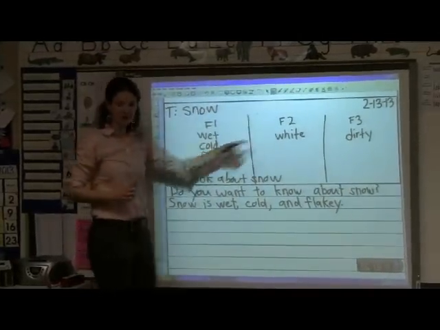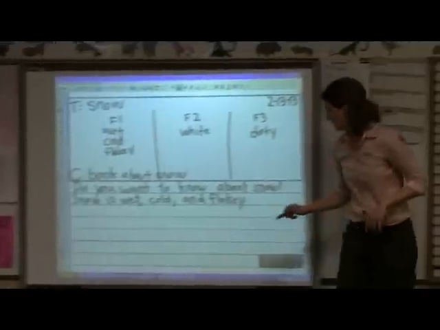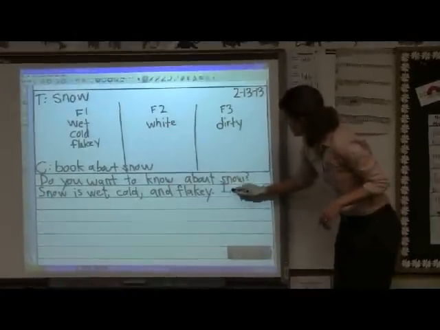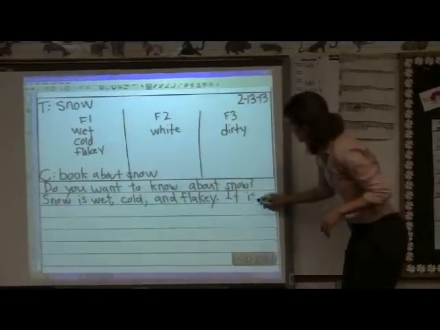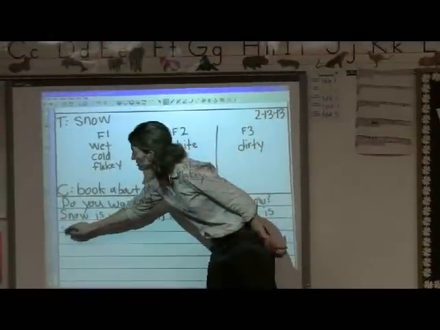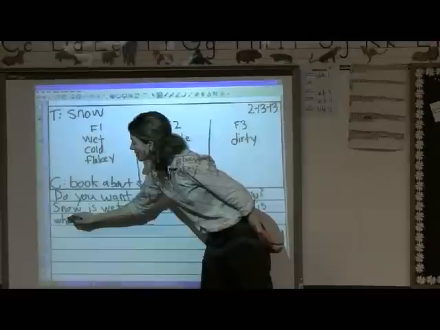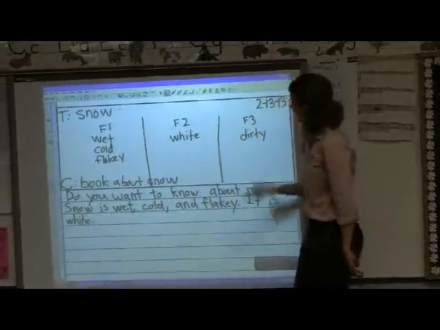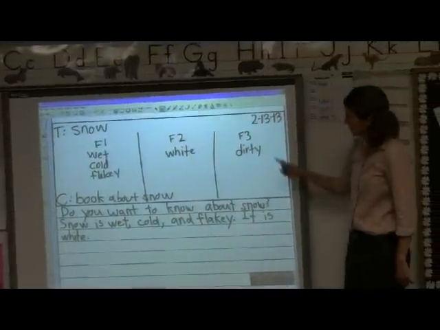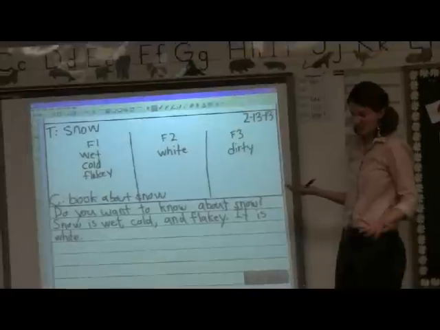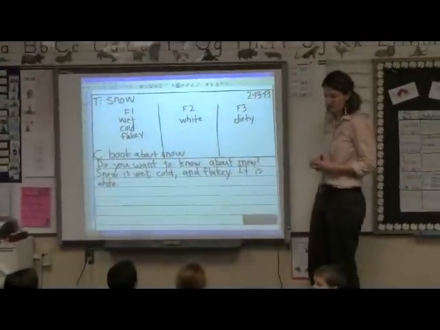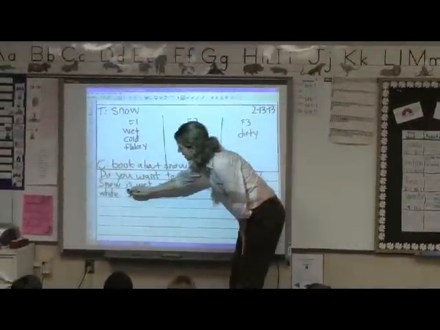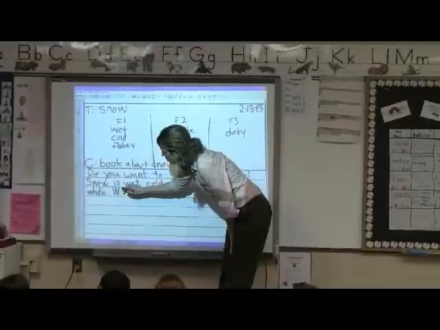Now I'm going to write my fact number 2. It is white. Period. And now I'm going to write fact number 3. It can get dirty, right? It can get dirty when it's been there for a long time. So I'm going to start with it can get capital W.